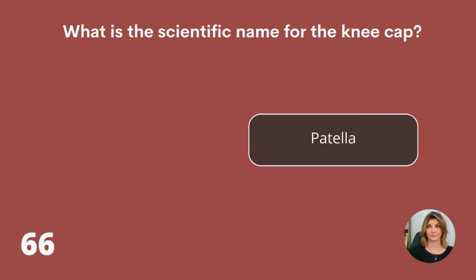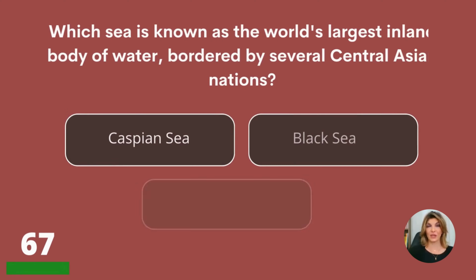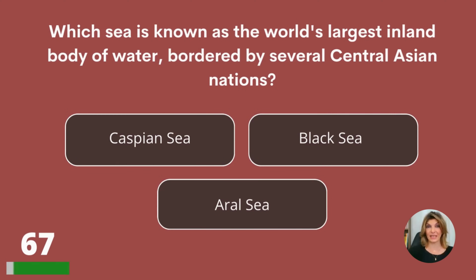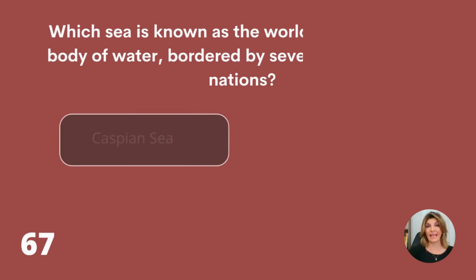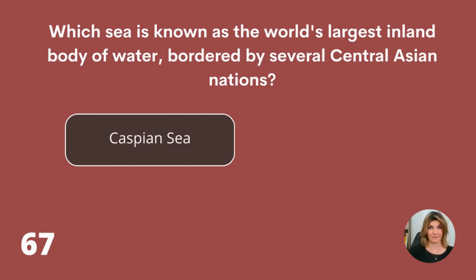Patella. Which sea is known as the world's largest inland body of water, bordered by several Central Asian nations? The Caspian Sea, the Black Sea, or the Aral Sea? The Caspian Sea.